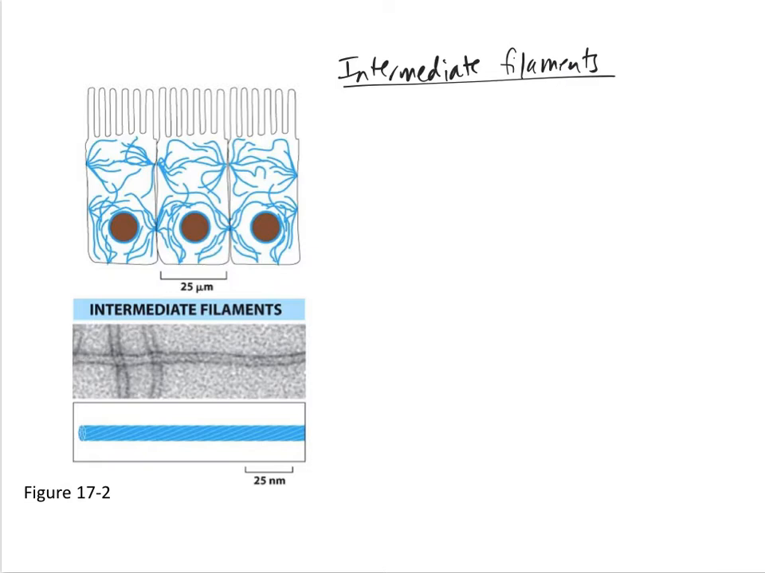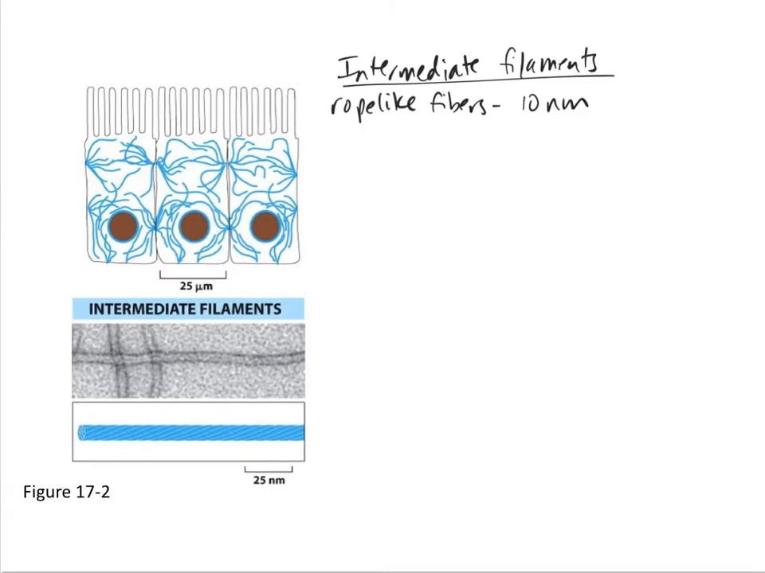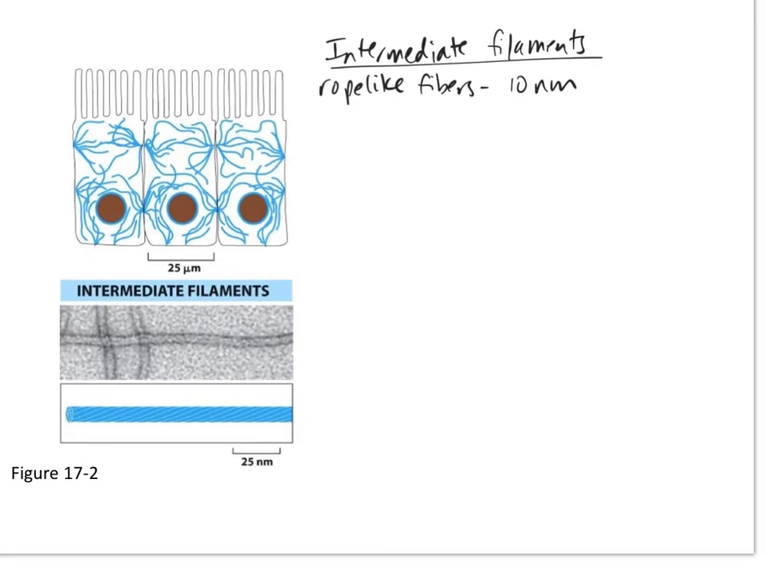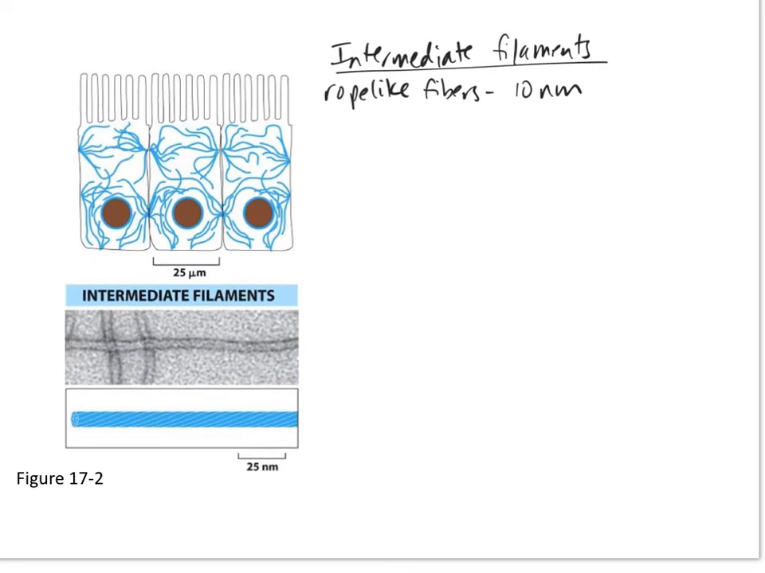So intermediate filaments, these are rope-like fibers. They're about 10 nanometers in width. And their claim to fame is that they have great strength. So we call that great tensile strength. They're actually more durable than the other components of the cytoskeleton through experimental manipulation. They are also flexible.